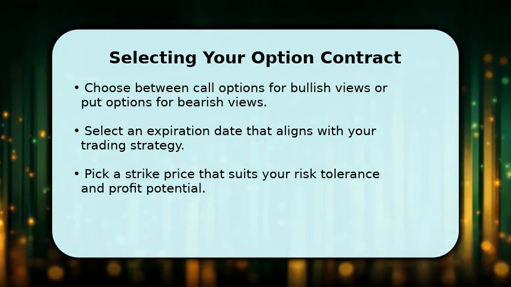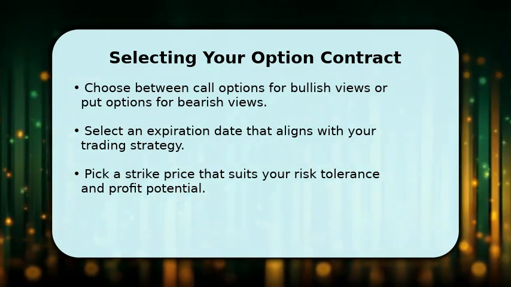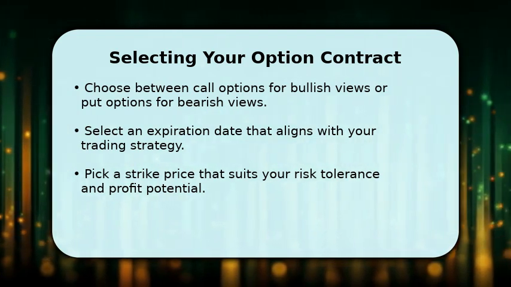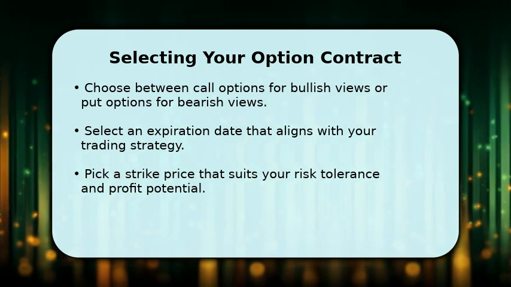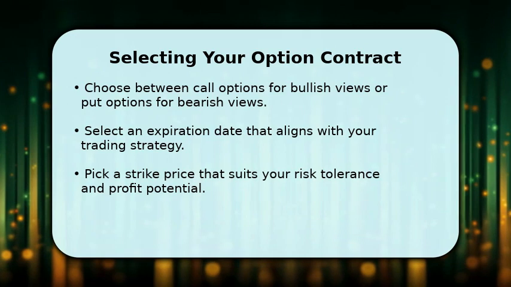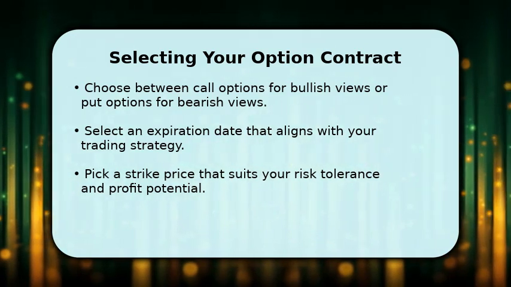Next, choose an expiration date. This is when the option contract expires. Finally, pick a strike price, which is the price at which the underlying asset can be bought or sold. Consider factors like implied volatility and time decay.